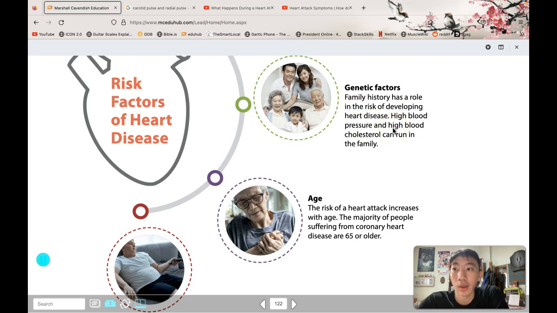So if you know that perhaps your parents or grandparents have this kind of risk, then you must take more care and exercise more so that you can avoid or lower the risk of this. Age. As people grow older, the chances of suffering from coronary heart disease also increase. This is something that is unavoidable. Everyone has to age. However, everybody can also exercise and keep healthy to reduce the risk of coronary heart disease.